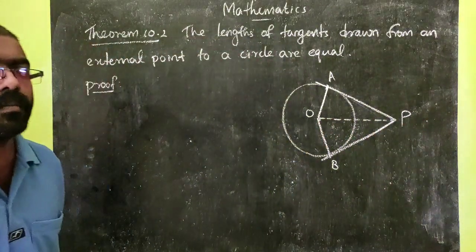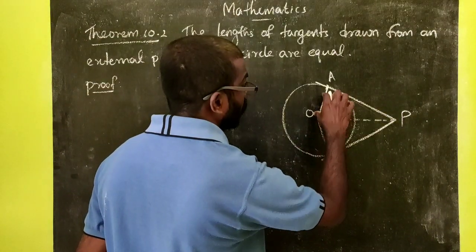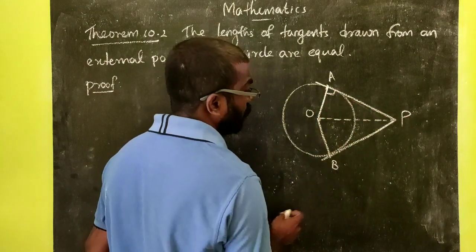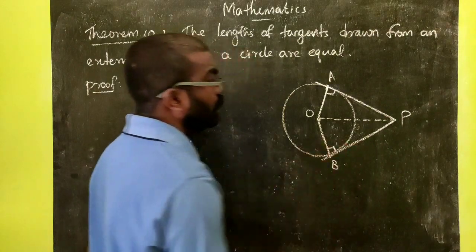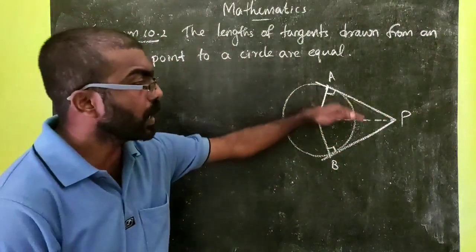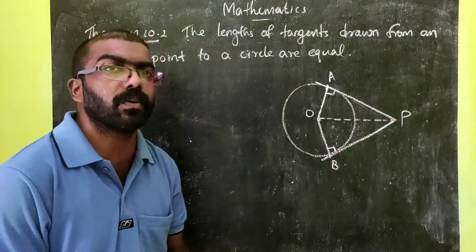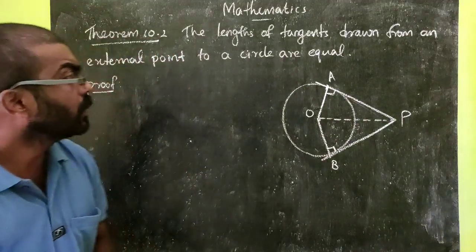From the first theorem, tangent is perpendicular to the radius through the point of contact. Here OA is the radius and PA is the tangent. So here it is 90 degrees. And OB is the radius, PB is the tangent. So here also 90 degrees. Now we get two right triangles. In order to prove PA is equal to PB, we have to prove the two triangles are congruent. It's a very simple proof.